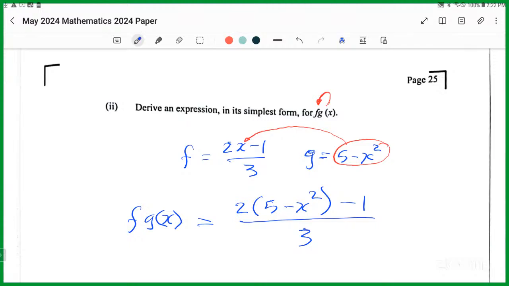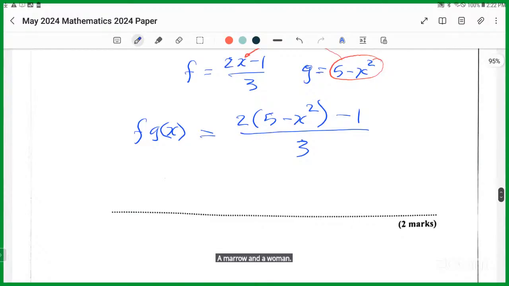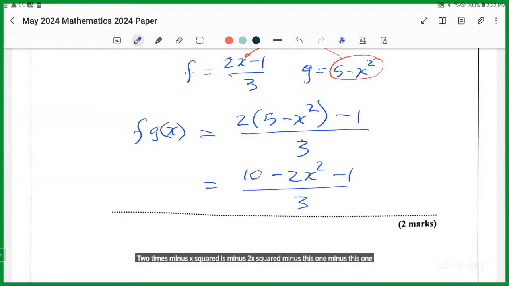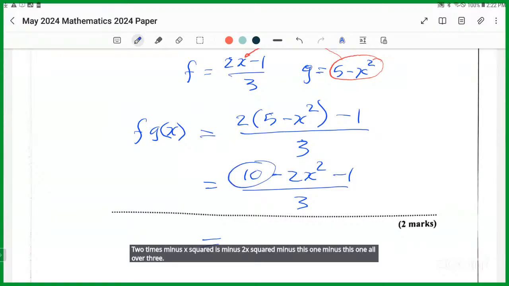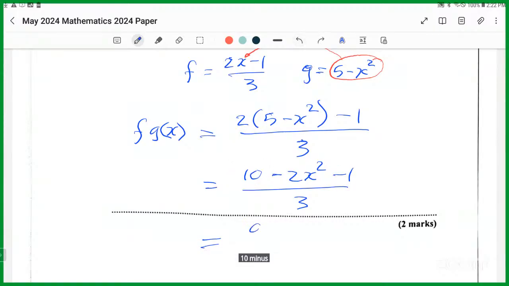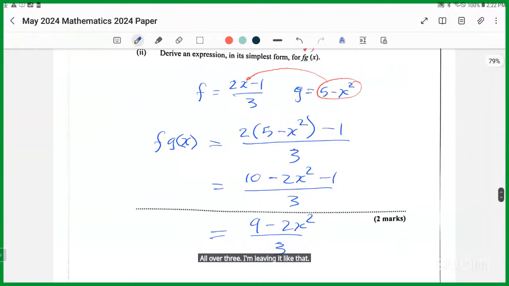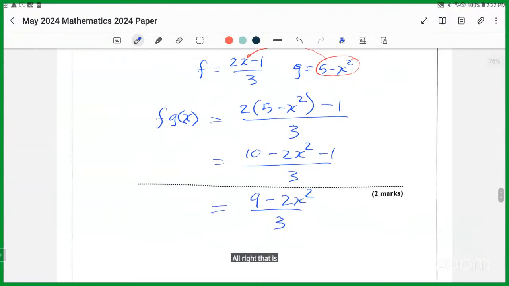Then this reduces to 2 times 5 is 10. 2 times minus x squared is minus 2x squared, minus this 1, all over 3. 10 minus 1 is 9, minus 2x squared, all over 3. We're leaving it like that. All right, that is it. Next one.